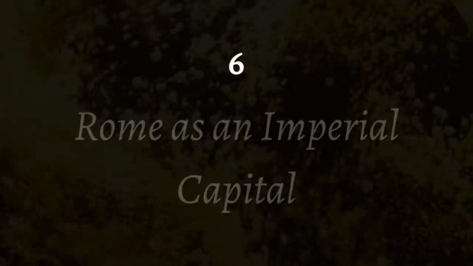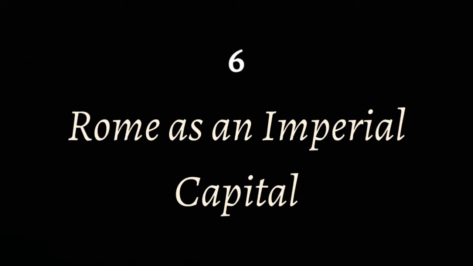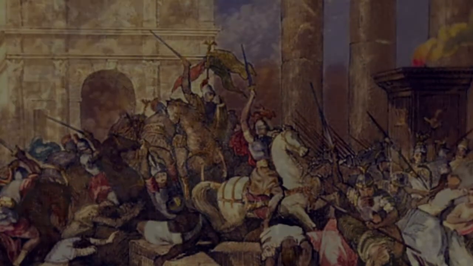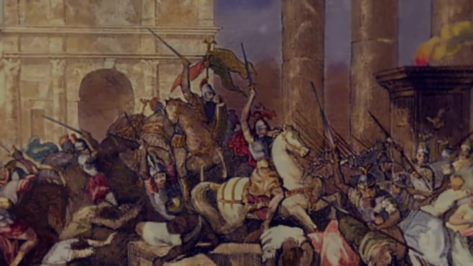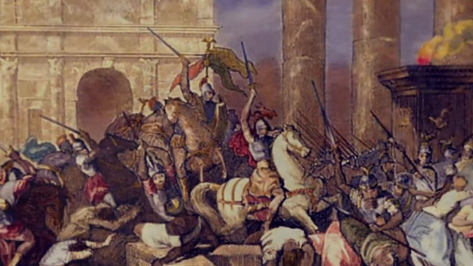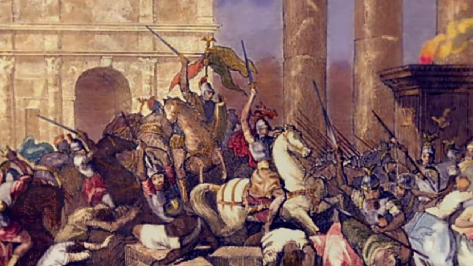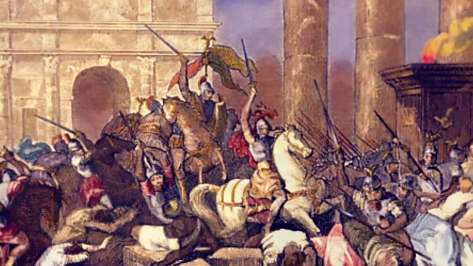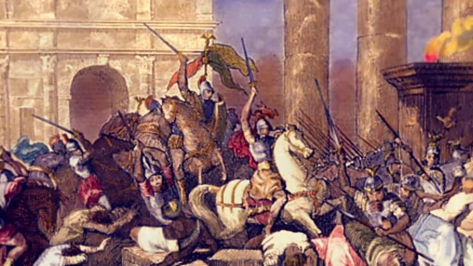6. Rome as an imperial capital. The population of Rome stood at about 600,000 by 133 BCE. Small farmers, both Roman and Italian, migrated to the capital in search of employment and cultural benefits, even though living conditions remained squalid for all but the wealthiest people.